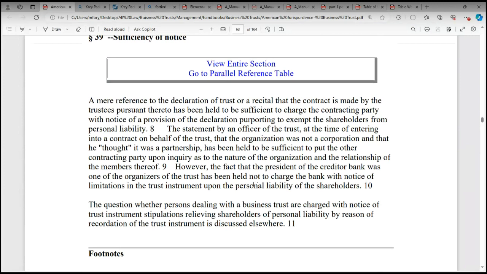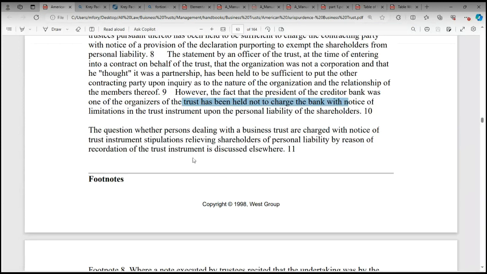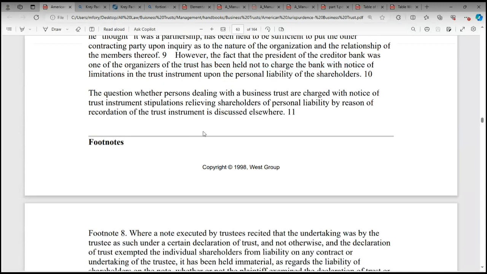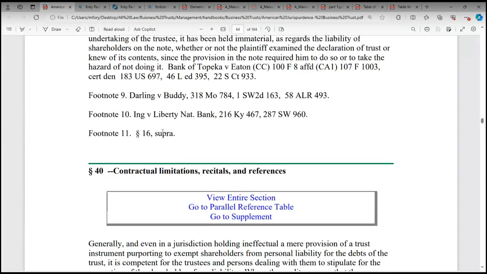But even this right here, right? It doesn't matter if the bank, the creditor, worked for the bank or not. That wasn't notice. It wasn't filed in no paperwork for the bank to have that notice. The question whether persons dealing with a business trust are charged with notice in trust instrument stipulations relieving shareholders of personal liability by reason of recordation of the trust instrument is discussed elsewhere, and that's discussed in section 4, I think, above, right? Section 16.